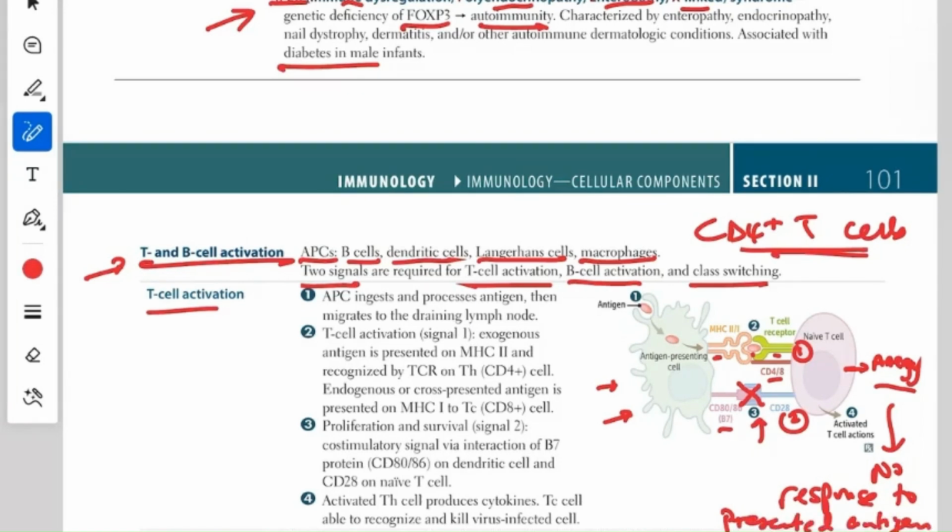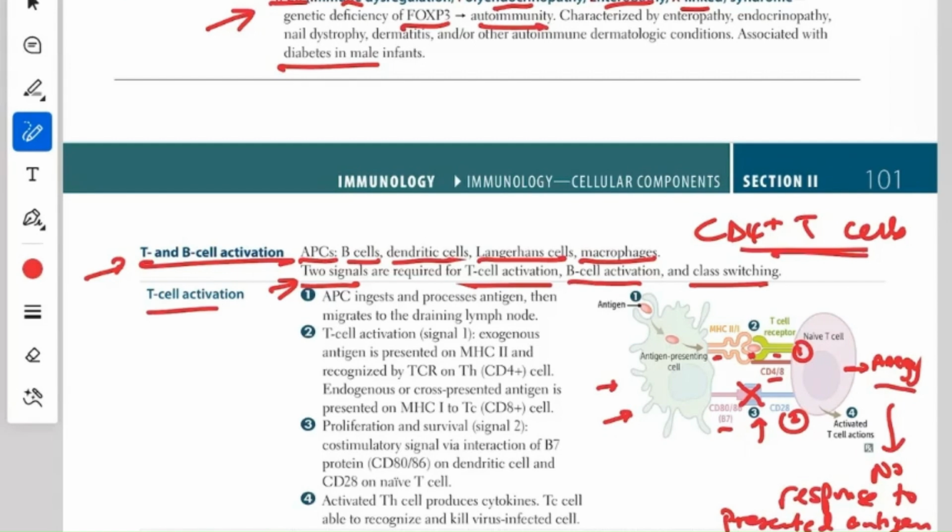Okay. So if you don't have the second co-stimulatory signal, which is very important, then the T cell will not respond to the antigen that is being presented to it. That's why this co-stimulatory signal, signal one and signal two, and as you can see here, it said two signals are required. So if you have only one, but you don't have the second one, the T cell fails to respond.